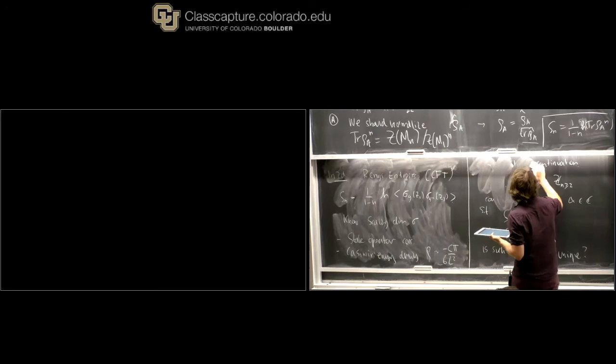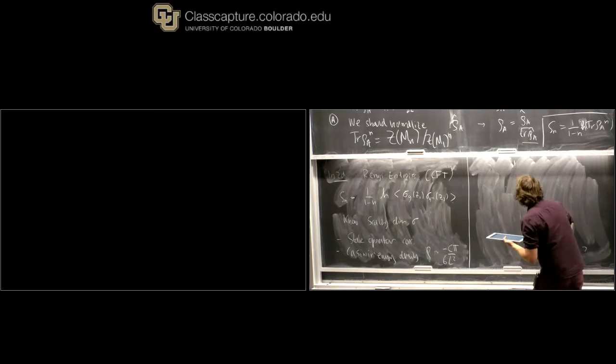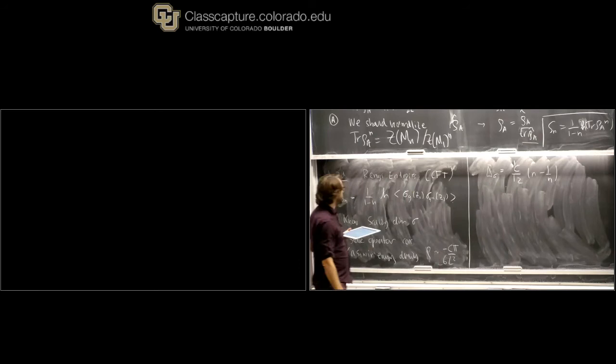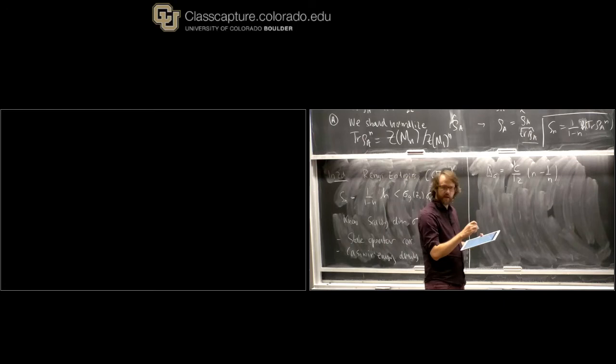And so then you can write down what the dimension of this operator is, and it's given by this formula: c over 12 times n minus 1 over n. So it just depends on the number of replicas. Yes? The, say again?